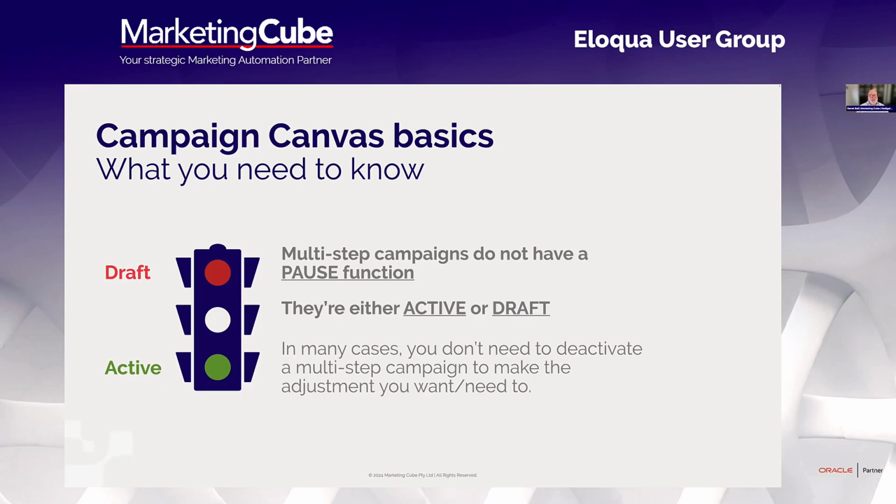That's fine. You can do that. You can deactivate it. Then the other option, maybe you need to dramatically change the routing or the flow through that campaign. In that case, yes, you would deactivate the campaign, make the relevant changes, and then reactivate your campaign. So key message there is no pause function. It's either draft or active.